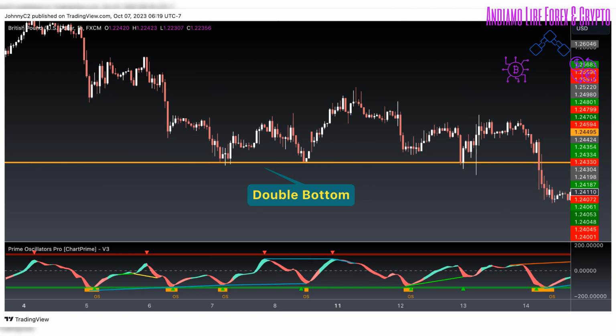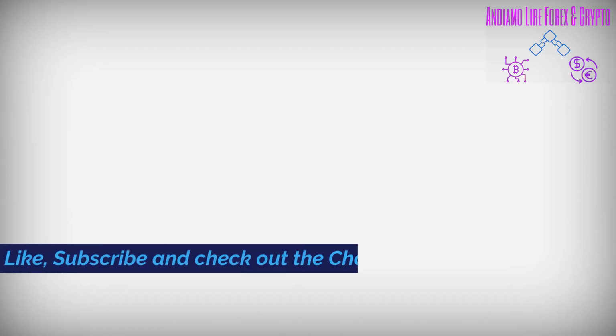Here you see a double bottom accompanied by an area of support. And that's what we're going to be looking for throughout these videos, and that is confirming areas of confluence.